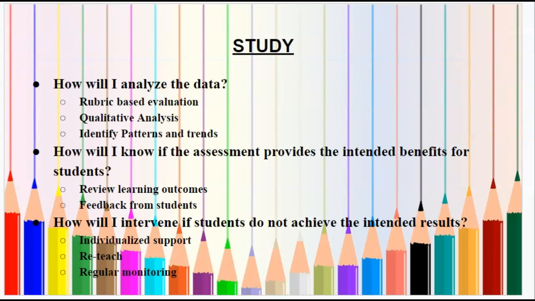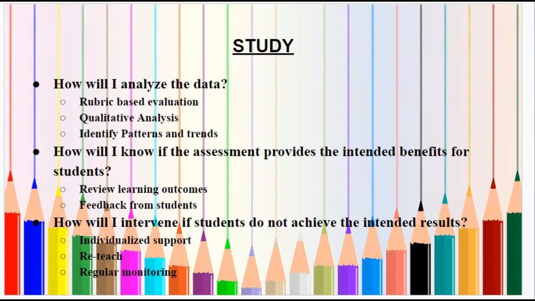So the study part of the PDSA cycle is how will I analyze this data? Well, the ways that I'll do this is based on a rubric, and following that is qualitative analysis. The qualitative analysis will be reading and reviewing the open-ended and essay responses to gain insight into student understanding, depth of knowledge, and ability to apply Newton's laws of motion. I'll be looking for evidence of critical thinking, connections made to real life, and thoughtful reflection throughout their work. Throughout this, I'll also identify patterns and trends within the data.